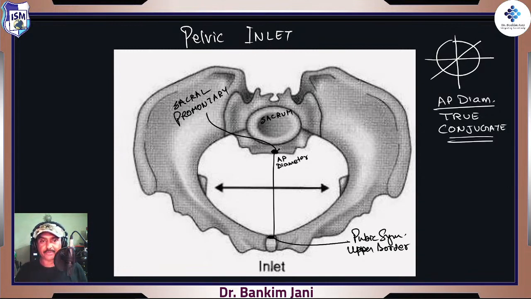For the transverse, transverse is easy. It is the highest possible diameter, the largest transverse diameter, right? Or the longest transverse diameter. Okay. What about the oblique part?